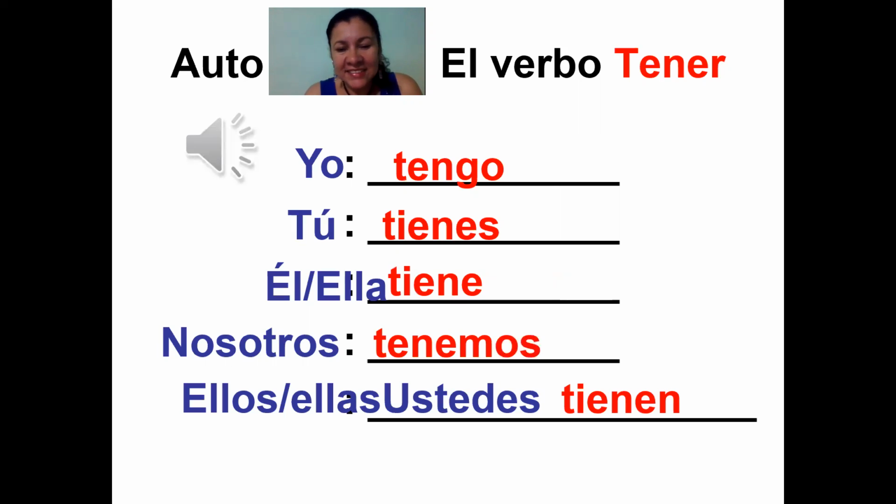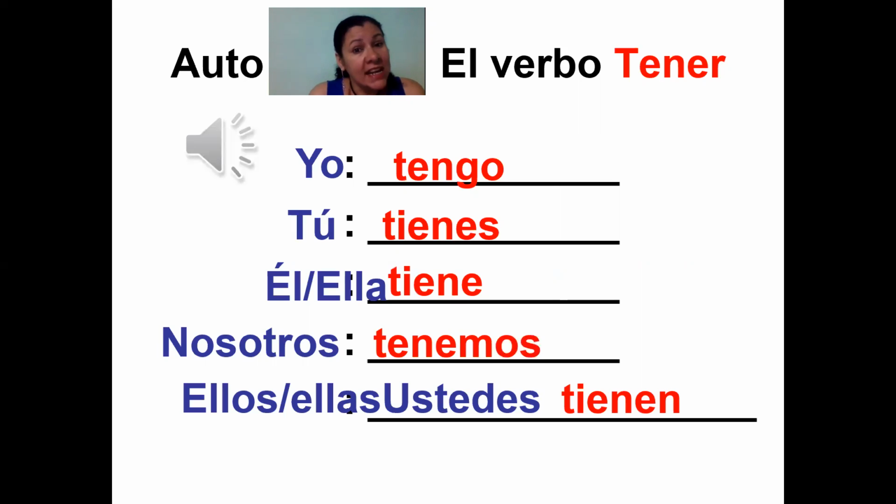Tan, tan, tan. Aquí tenemos entonces el verbo tener. So, yes, when you have tener like that, and an item that you own or an item that you have with you, then you use tener to express possession or what you own. So, yo tengo un hermano, I have a brother. Yo tengo una hermana. Tengo dos hermanos.